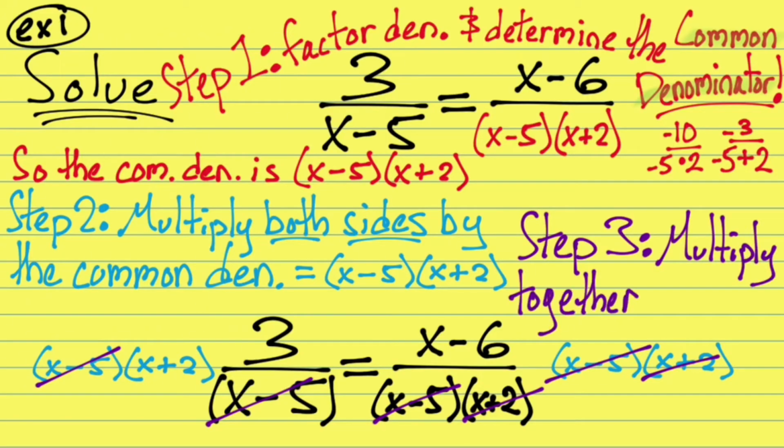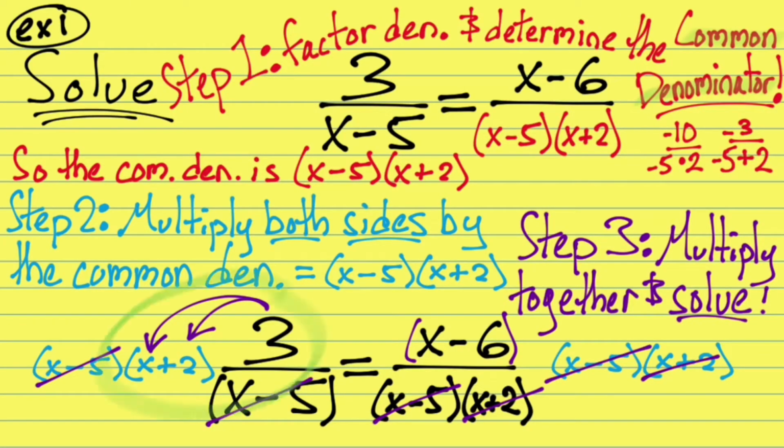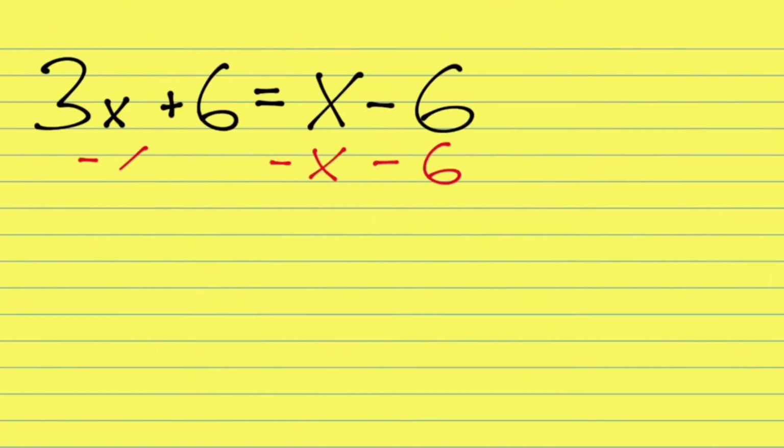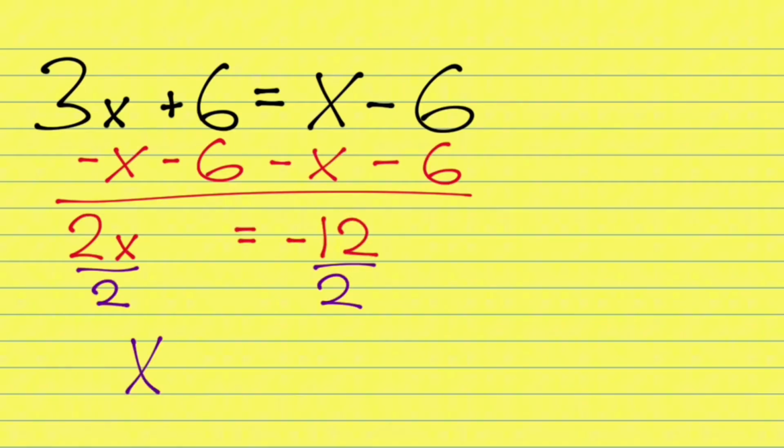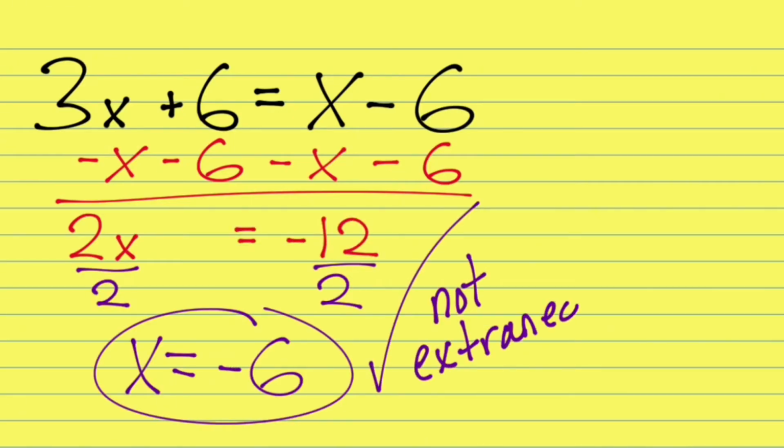Rewrite, multiply everything back together, solve what you are left with, and then you are done with the problem. So over here on the left, we have the number 3 multiplying x plus 2 with the distributive property, and then the x minus 6, that's just going to stay the same. So 3 times x plus 2 is going to be 3x plus 6. And when that is set equal to x minus 6, and then you simply do some inverse operation skills, you're going to arrive at the answer of negative 6.